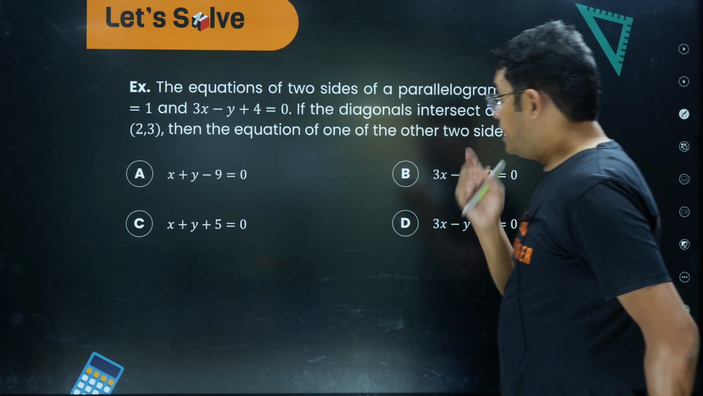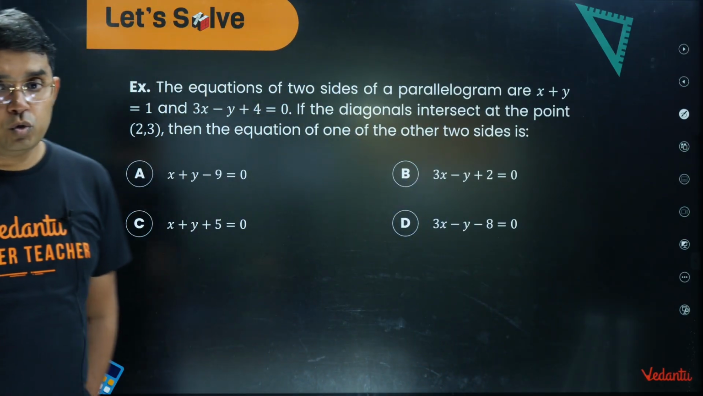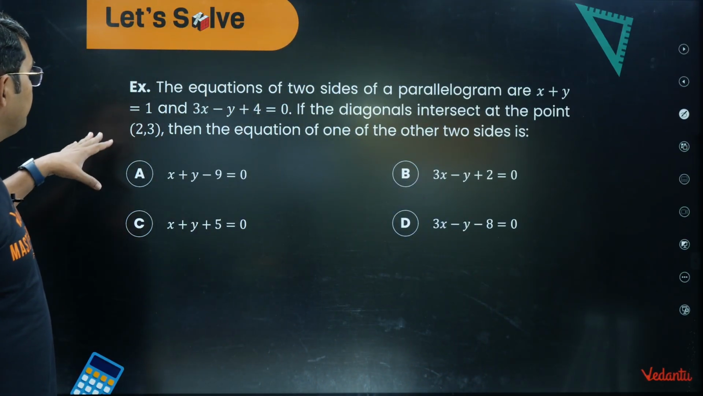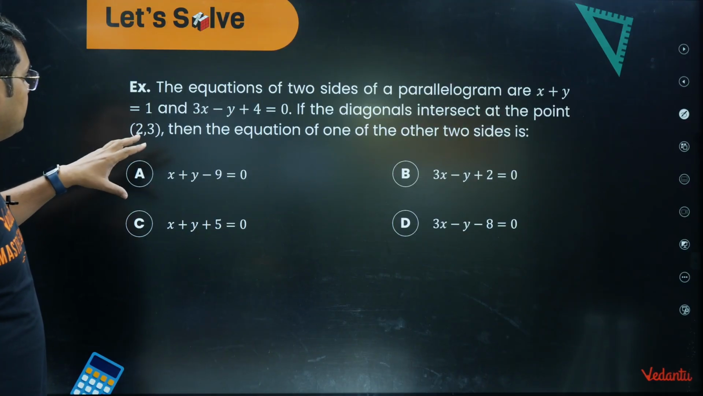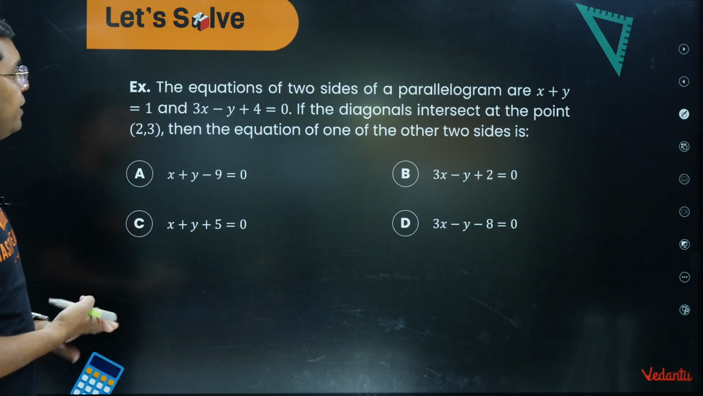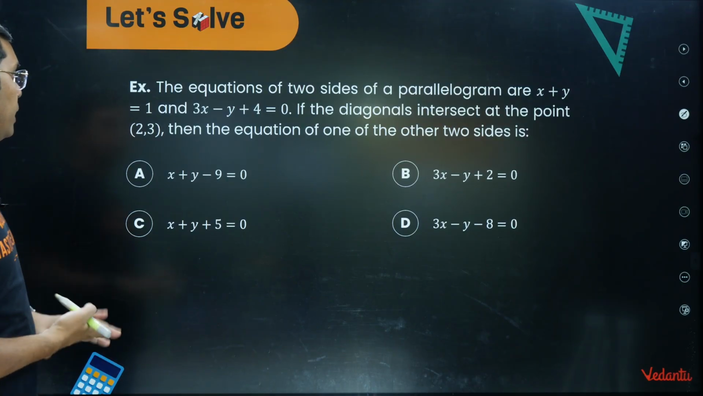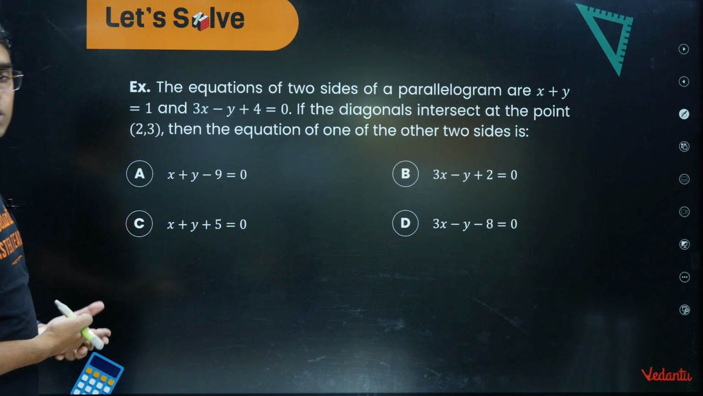Now another question. It says the equations of two sides of a parallelogram are x plus y equal to 1 and 3x minus y plus 4 equal to 0. If the diagonals intersect at the point (2, 3), then the equation of one of the other two sides is.